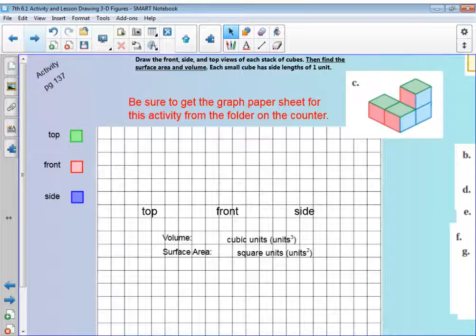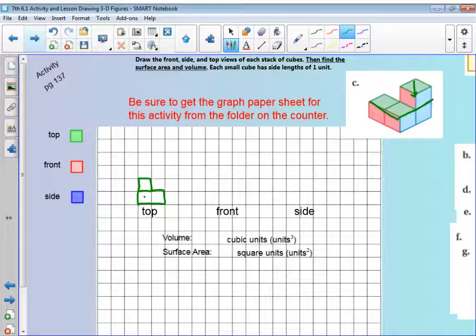Okay, so from the top, that's my green. I can see that there's 2 that are side by side going this way, and then 2 that are side by side going this way if I were to push this one down and make it level. So it looks something like this, and yours may be turned different than I have mine turned. So it looks like that. So see how I've got 2 here and then 2 here. Okay.